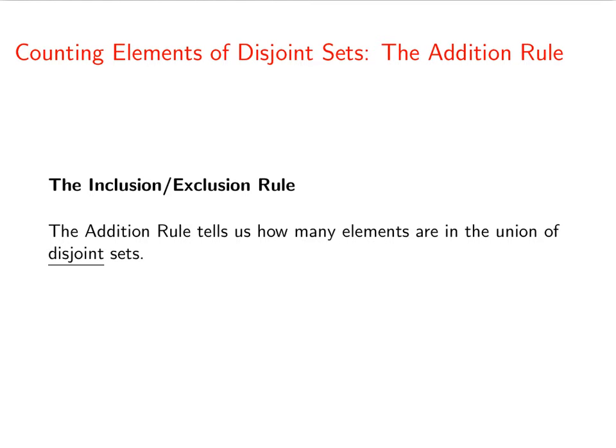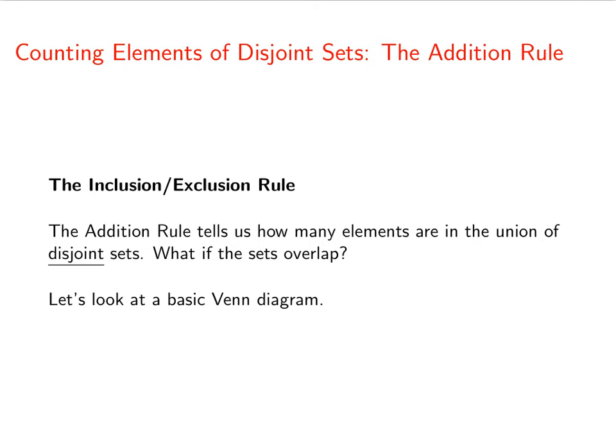Now, we talked about the addition rule, which tells us how many elements are in the union of sets, but they have to be disjoint sets. What do we do if the sets overlap? All right, well, let's look at a Venn diagram.